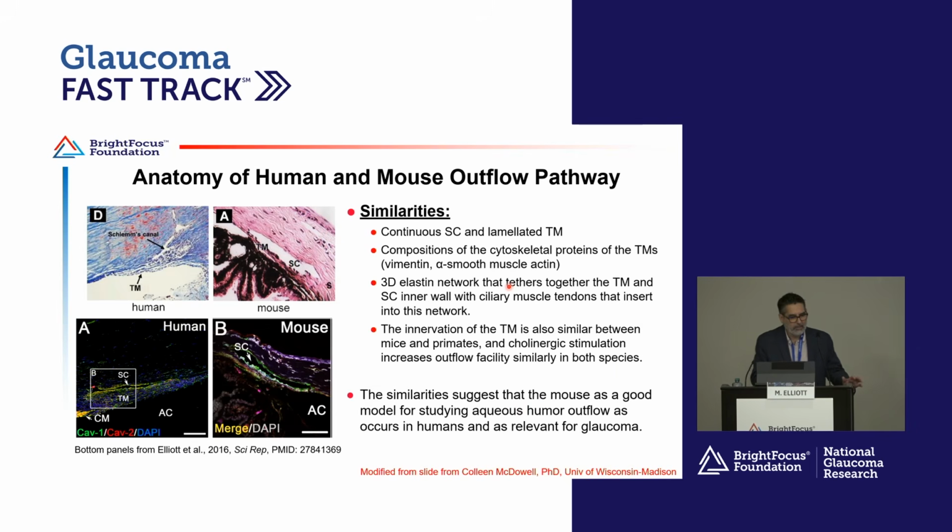So similarities between the mouse outflow pathway and the human are the continuous Schlemm's canal, the lamellated TM, composition, for example, cytoskeletal components, the network, the connections between the trabecular meshwork and the ciliary muscle, the innervation. All of these are similarities between the mouse and the human that suggest that the mouse might be a good model.